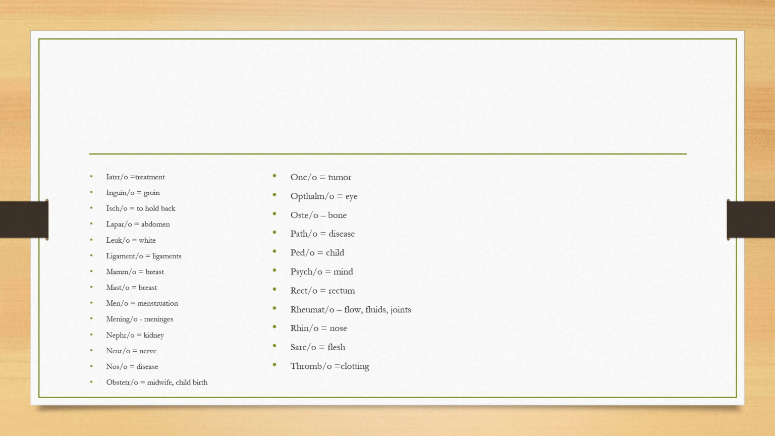This refers to children. Psycho, this refers to your mind. Recto refers to your rectum. Of course, we'll talk about that in GI. Rheumato, this refers to flow, fluids, and joints. So, flow of fluid, it should say. Rhino, this actually refers to your nose. Sarco, this talks about your flesh. And then thrombo talks about clotting.